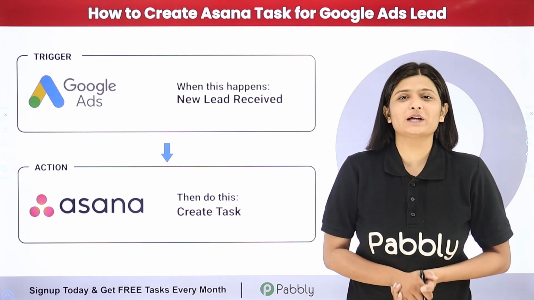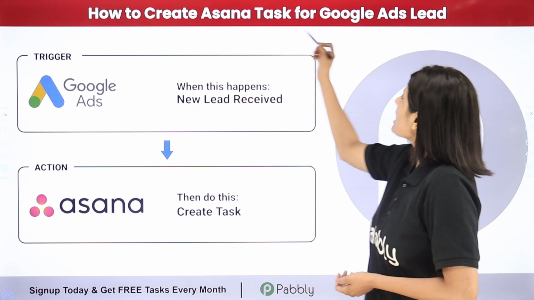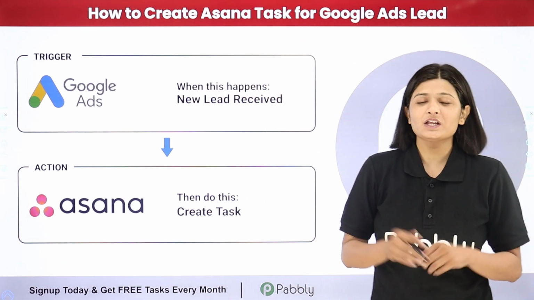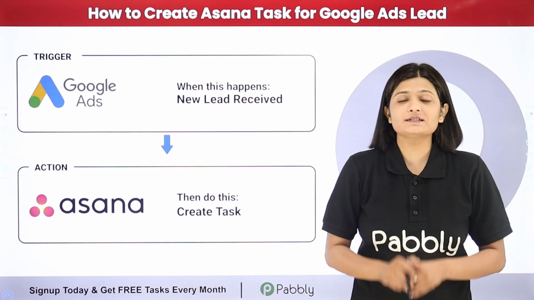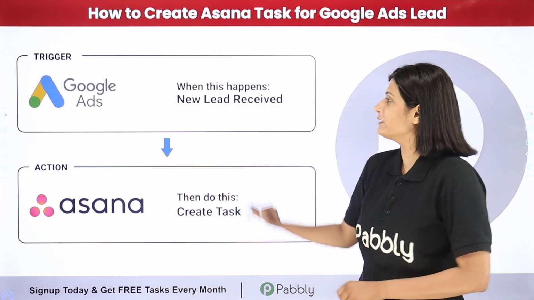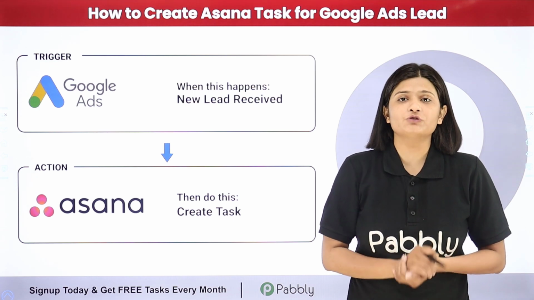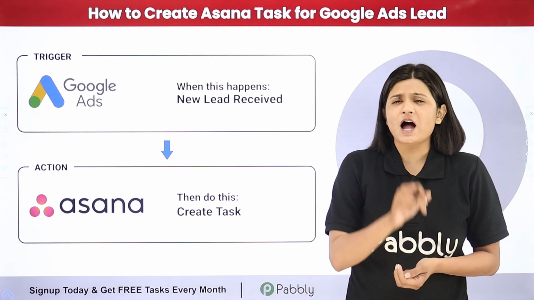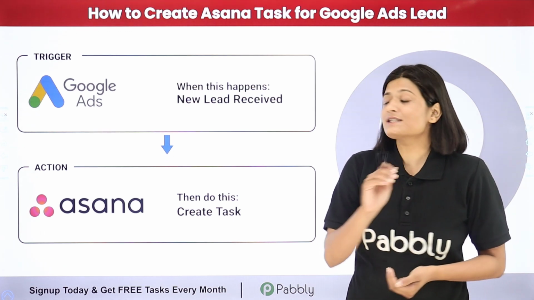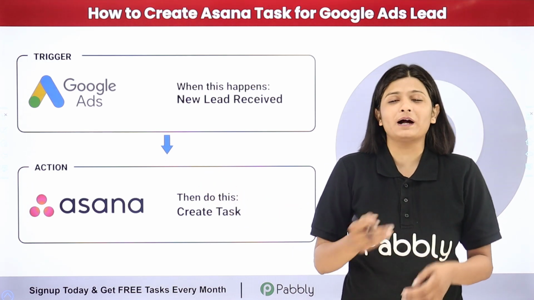So in this video, we are going to learn how to create Asana task for Google Ads leads. Let's suppose I'm running a business and promoting that business with the help of Google Ads. Now I want that whenever someone submits the form or I receive a new lead, I should create that as a task in my Asana account automatically.